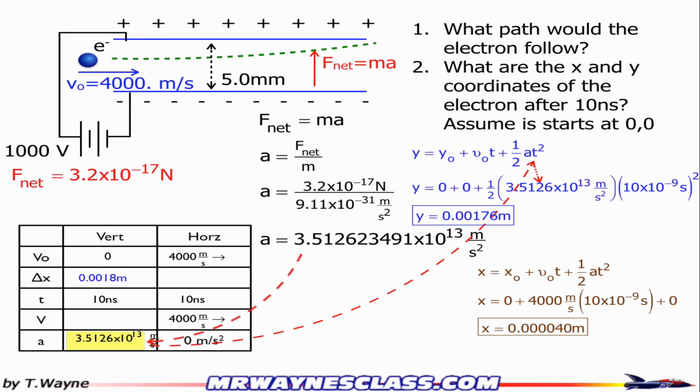The x position, there is no acceleration, so that's great. That's just 4,000 times the time. That gives me 0.000040 meters. So the x and y coordinates are 0.000040 meters for x, and 0.0018 meters for y.